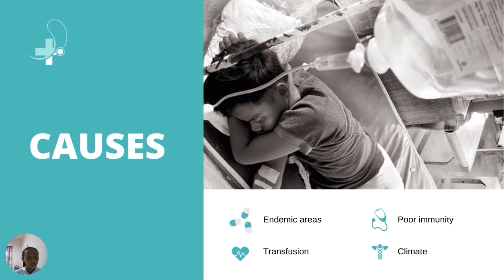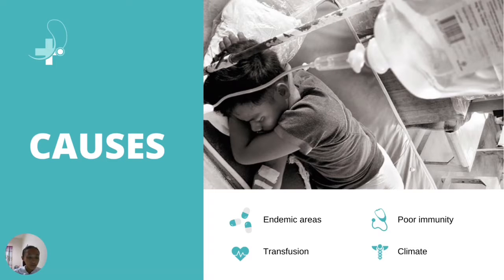So what are the causes of malaria? We have the endemic areas. Individuals with malaria would typically acquire the infection in an endemic area following a mosquito bite. And also the transfusion. The cases of infection secondary to transfusion of infected blood are extremely rare. The poor immunity. The outcome of infection depends on host immunity. Individuals with immunity can spontaneously clear the parasites. In those without immunity, the parasites continue to expand the infection.